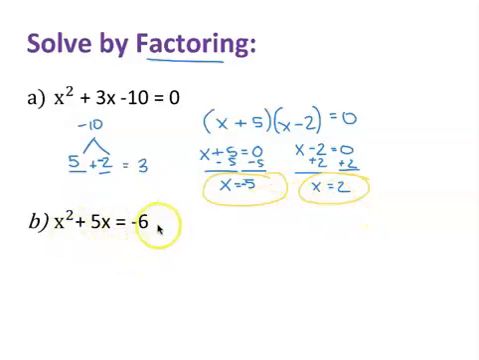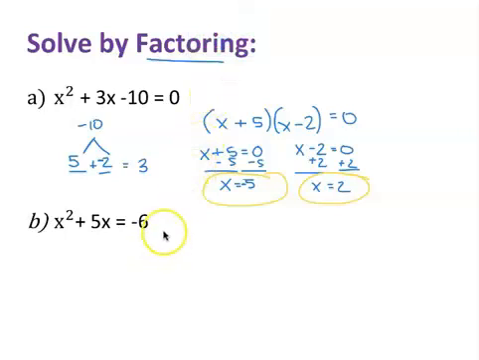Now let's look at the second equation we've got here: x squared plus 5x equals negative 6. So what do I do here? Remember, we need to have our equation equal to 0. We need to find our zeros. So we need to set the quadratic equation equal to 0 before we can factor.